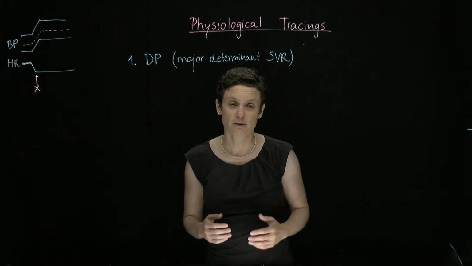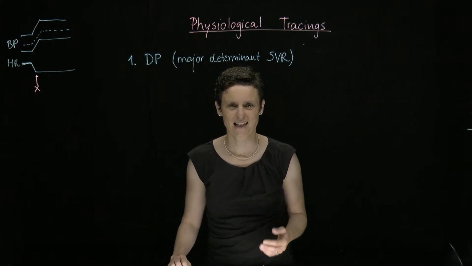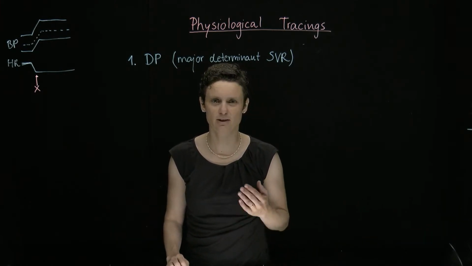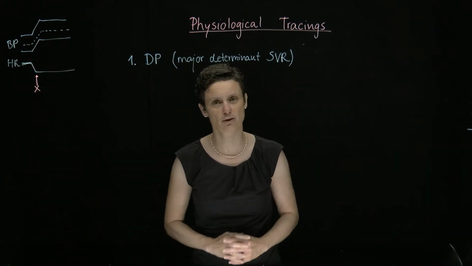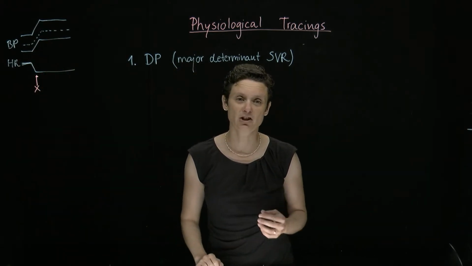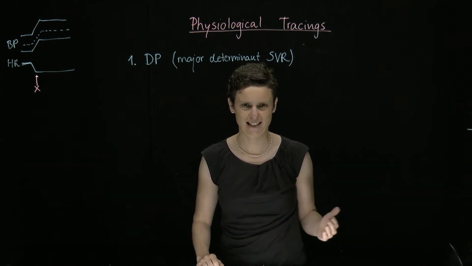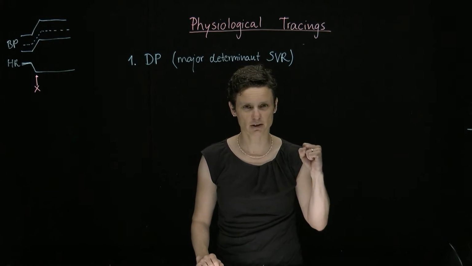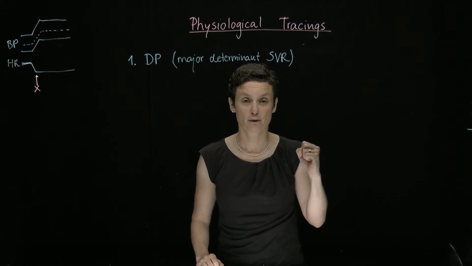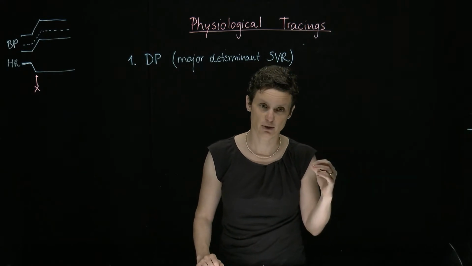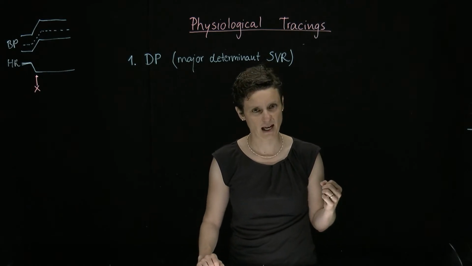So now I just want to give you a very specific order in how to approach these physiological tracings. The first thing I would recommend is looking at the diastolic pressure. So right here, what does this drug do to diastolic pressure? A major determinant of diastolic pressure is systemic vascular resistance, because if the systemic vascular resistance is very high, it's going to be harder for the blood to flow from the arteries to the arterioles.